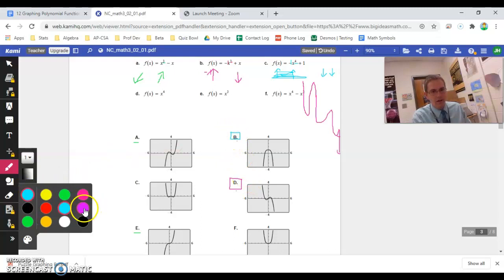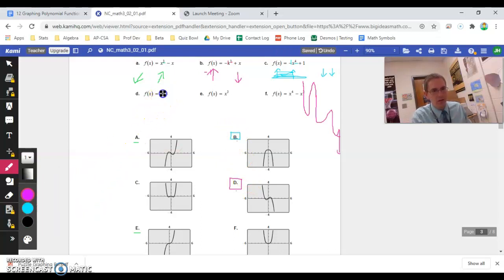As I continue to go on, I can try this one. You notice it's an even degree, so the ends have to match. This time it has a positive leading coefficient, so it's going to end up going up on this end, and since they match, it's going to go up on this end as well. And the only one that seems to do that is graph F, or perhaps graph C. And we'll talk about how I know it's F and not C in a minute.